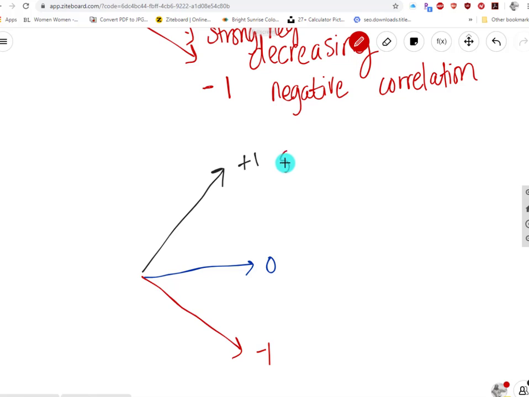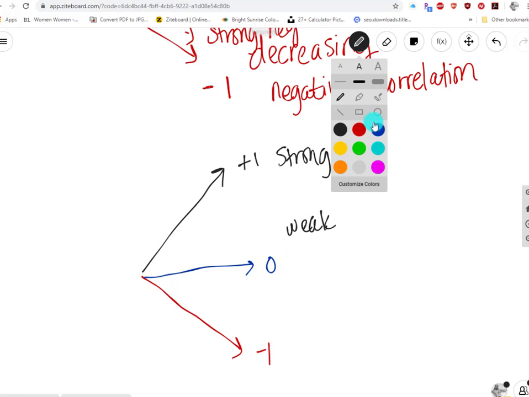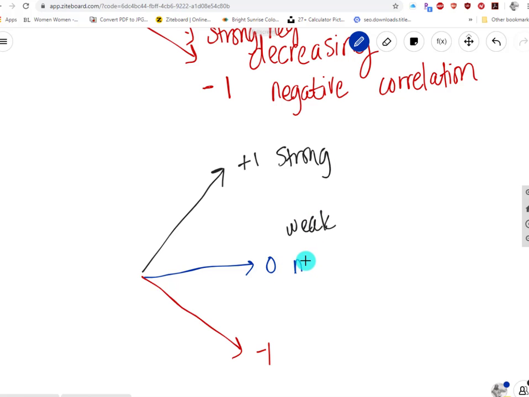the stronger it is. If it's here, closer to 0, then it would be a weak one. But as long as it's still inclining in a positive direction, it's still positive. So this would be strong positive, weak positive. If it's right in the center, you would say that there's no correlation.